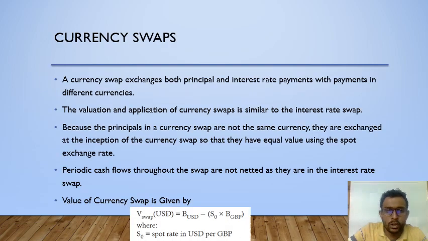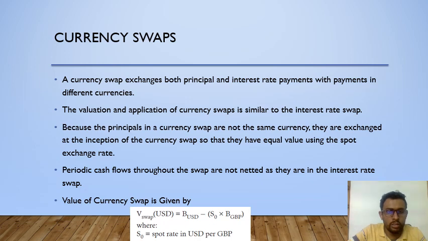Other type of swaps, currency swaps. Currency swaps are one other type of swaps like interest rate swaps, but there are many differences between a currency swap and an interest rate swap. A currency swap exchanges both principal and interest rate payments, with payments in different currencies, maybe USD and GBP. The valuation and application of a currency swap is similar to that of an interest rate swap, with certain differences. The currencies are exchanged at the inception of the currency swap, so that they have equal value using the spot exchange rate.